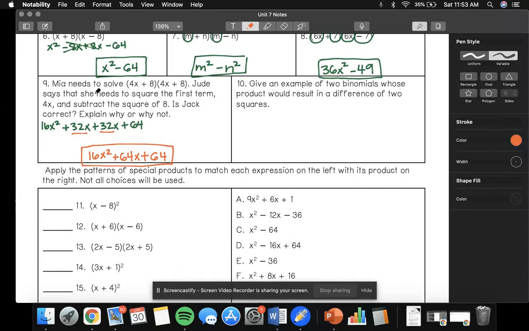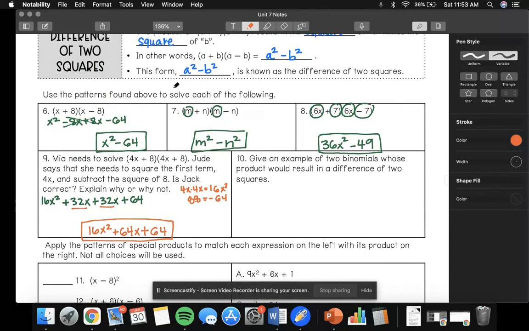Okay, so Jude says that you can square the first term, 4x, so 4x times 4x, which is 16x squared, which we do have, and then subtract the square of 8, 8 times 8, which is 64, and subtract it. So it looks like Jude is not right, and that's because she forgot the plus 64x.